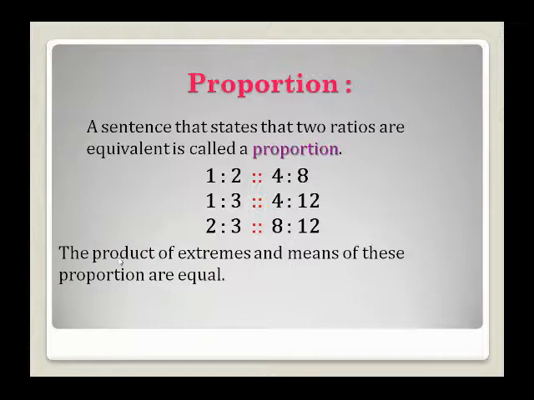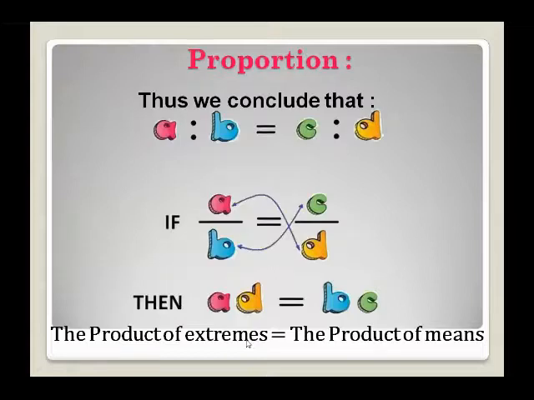Now, students, the product of extremes and the product of means of the proportion are equal. How are they equal? 1 ratio 2 is proportion to 4 ratio 8. Here we already know that 1 ratio 2 is equivalent to 4 ratio 8. So the product of extremes and means of this proportion are equal. If we multiply, 1 multiplied by 8 is equal to 2 multiplied by 4. As you see, students, 1 multiplied by 8 and 2 multiplied by 4.